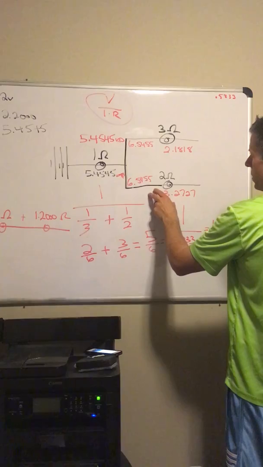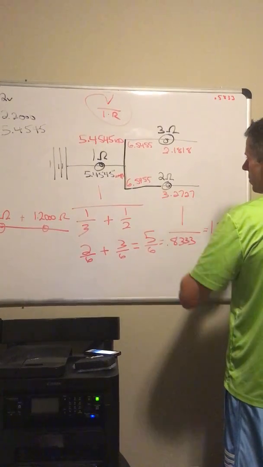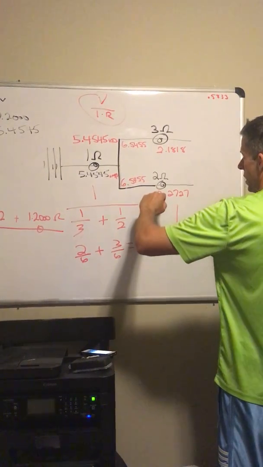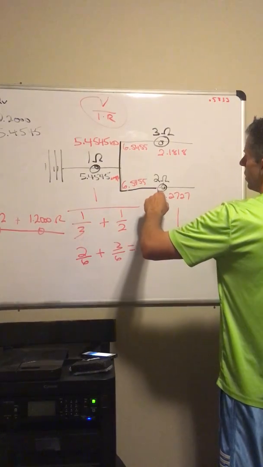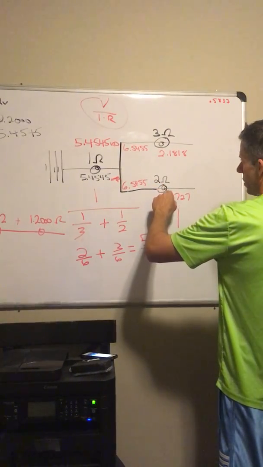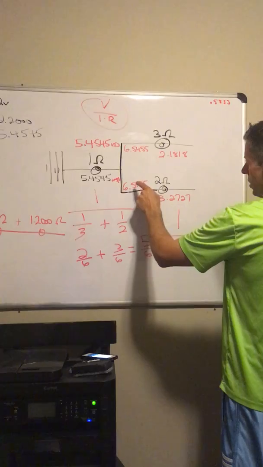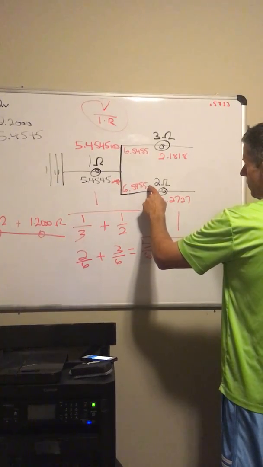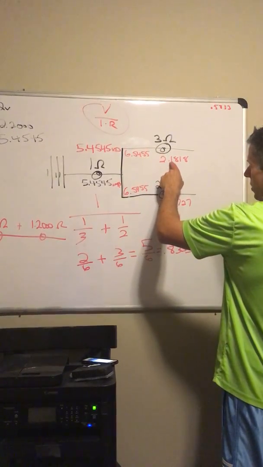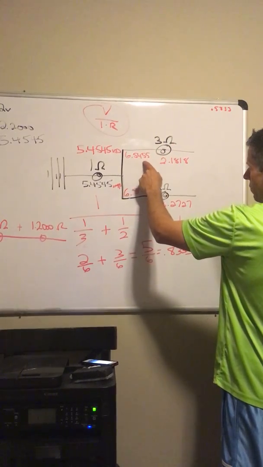And one last step is I can determine my voltage drop. And voltage drop again is going to be my intensity times my resistance, which will equate to 6.5455. Intensity or amperage times resistance, 6.5455.